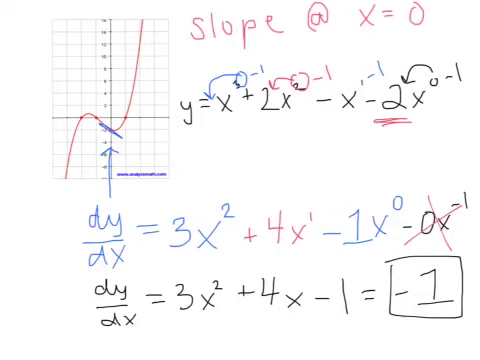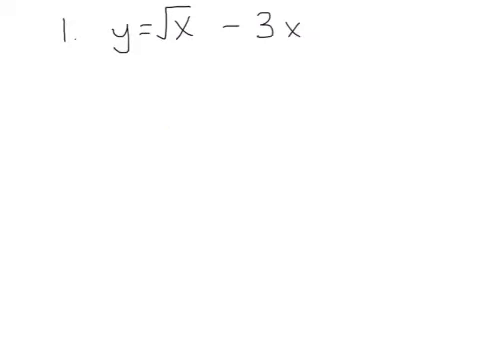Now notice, it's not -1 everywhere. It's not -1 here. It's not -1 here. Just at the point x equals 0, the slope is -1. Okay, so that's not too bad. So now let's do another example.